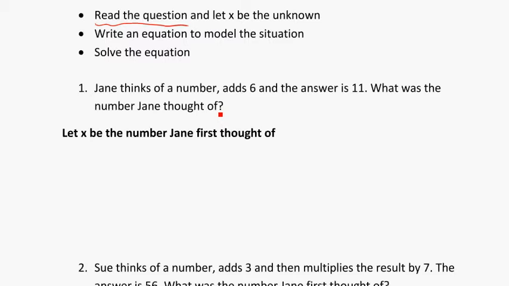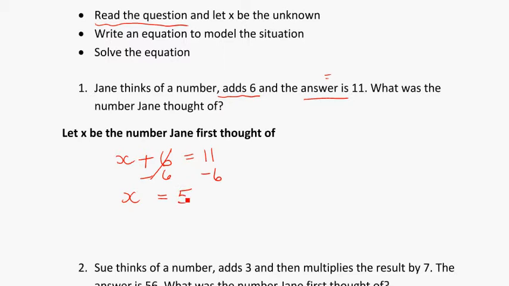Okay, then you go back, you've assigned x to be the number Jane first thought of, and then read the question. She adds 6, so we're going to write this in math symbols. Here's our x, we add 6 to it, and the answer is 11. The answer is, that's an equal sign, is 11. Now that it looks familiar, we can solve it. Subtract 6 from both sides. x is equal to 11, take away 6, that goes out, 5.